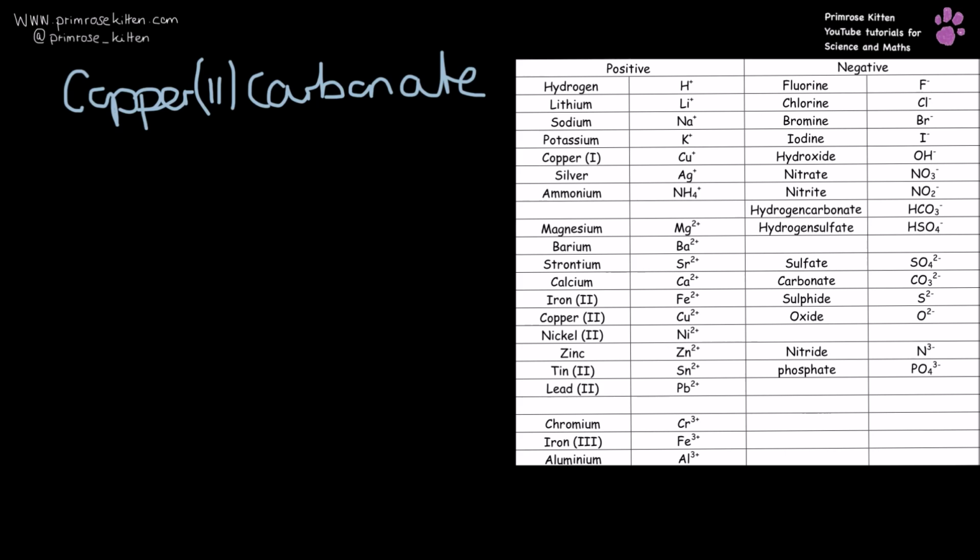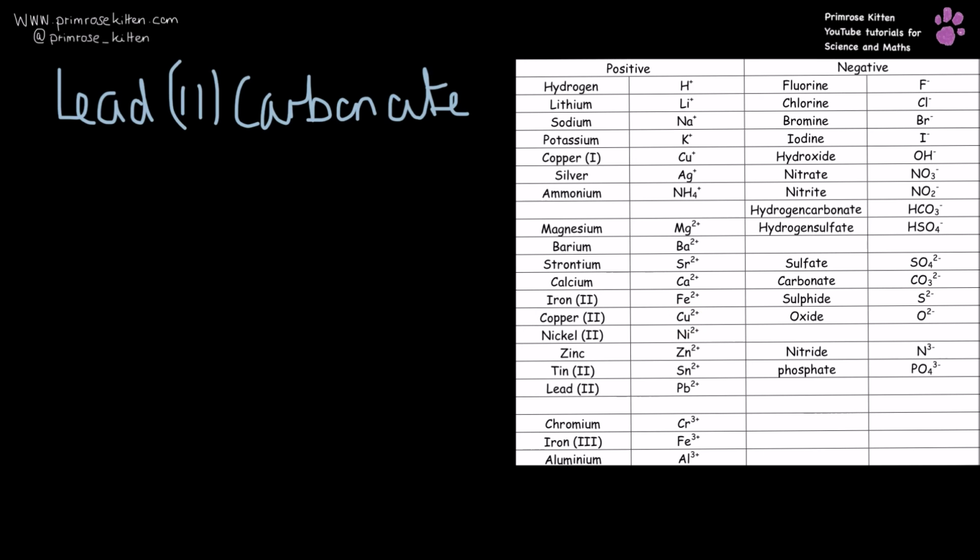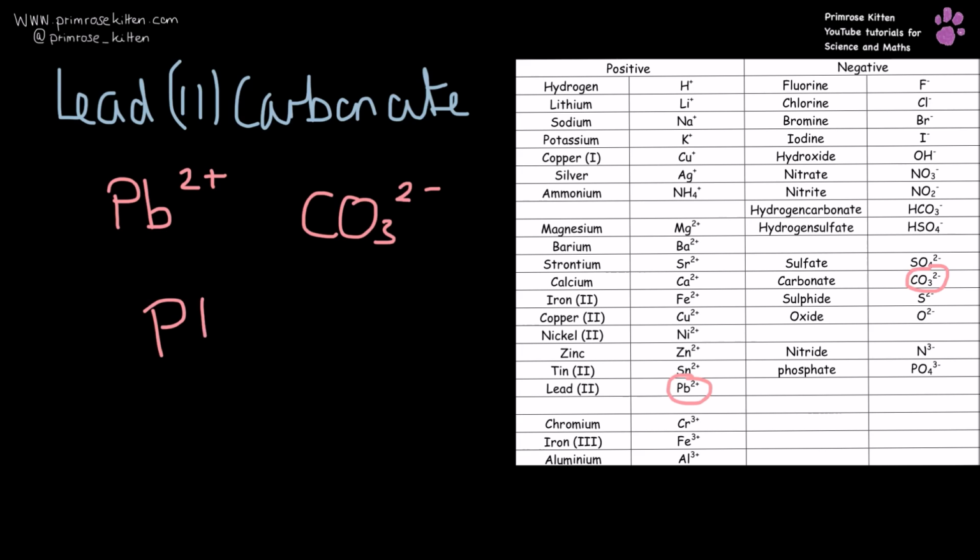Copper 2 carbonate, Cu2+ CO3 2-. These are both 2 positive, so we can have them in a 1-to-1 ratio, CuCO3. Lead 2 carbonate, Pb2+ CO3 2-, again in a 1-to-1 ratio, so it's just PbCO3.